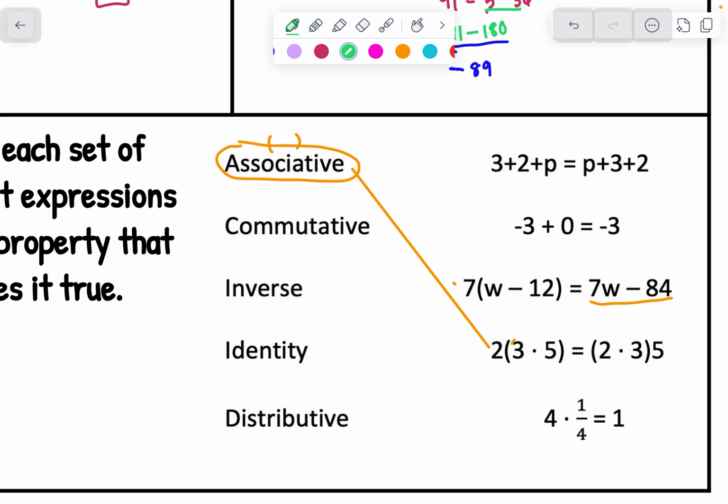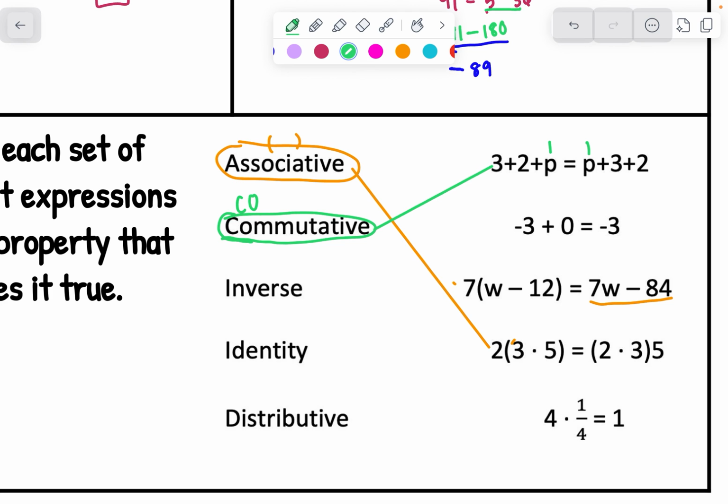Okay, commutative. Remember, commutative, it changes the order. So I want to know which one is changing the order. If I look, it's going to be the first one because this 3 plus 2 plus p is the same thing. Because if I were to replace this p with like a 1, it's going to get us the same answer, right? If we just flipped the numbers, it's going to get us the same answer. So that's commutative for changing the order.